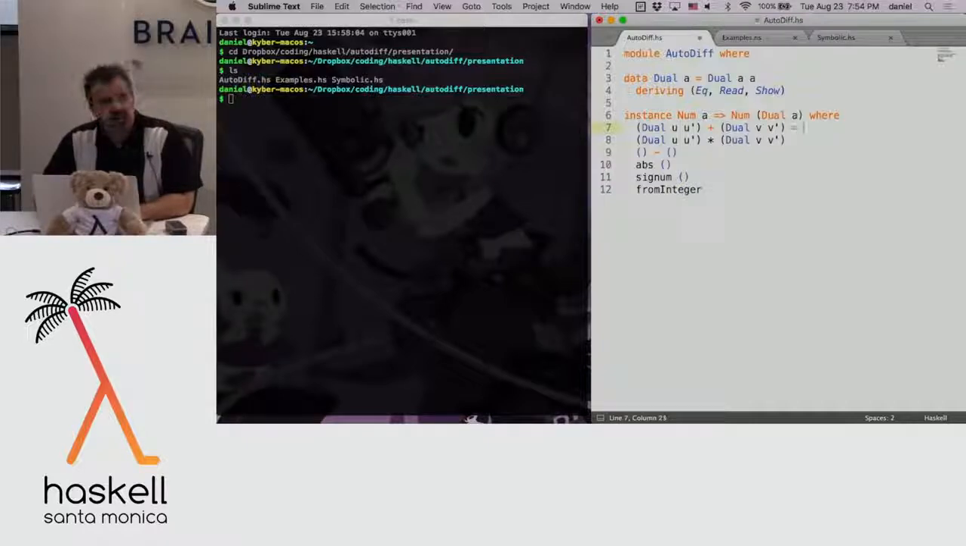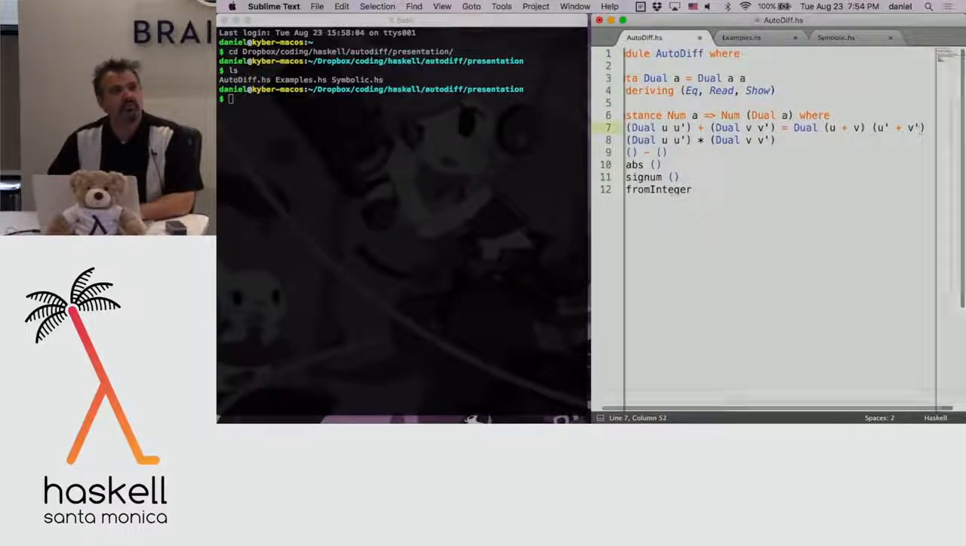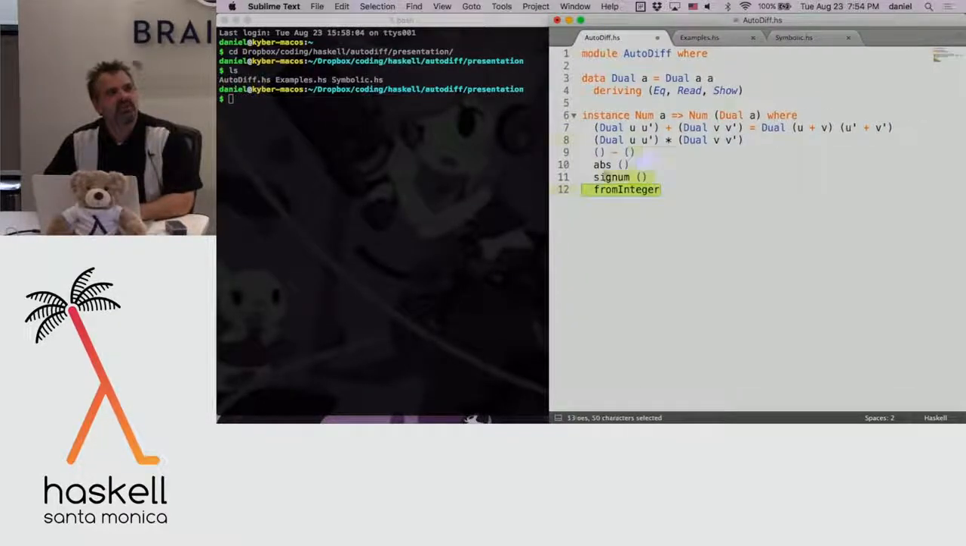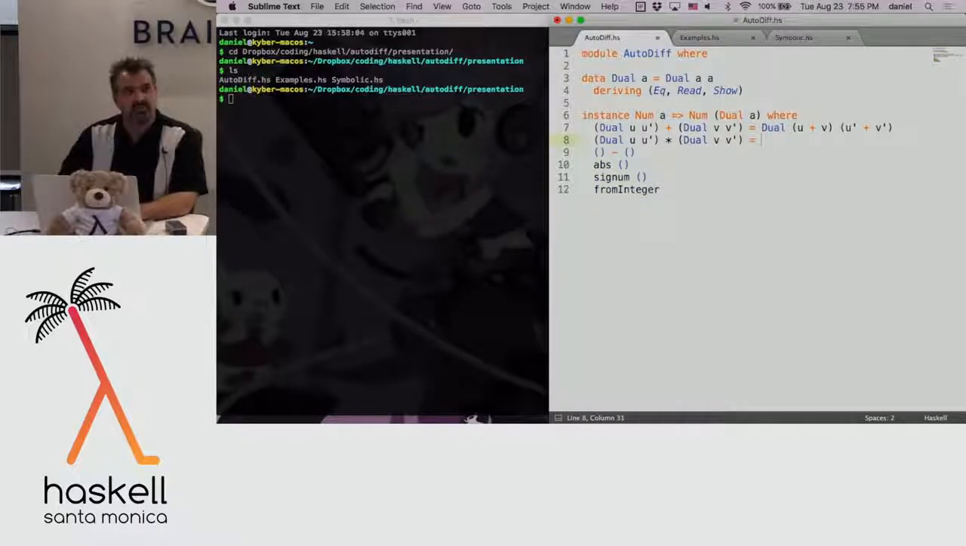Okay. So how are we going to add duals? Adding duals is pretty simple. We're going to add the first two, and we're going to add the second two. So this is how we add duals. That's not very interesting. Okay, you're right. It's not very interesting. How are we going to multiply duals? This is where it kind of gets real. We're going to multiply the first coordinates. And then what are we going to do with the second coordinates? We're going to multiply in this funny way.